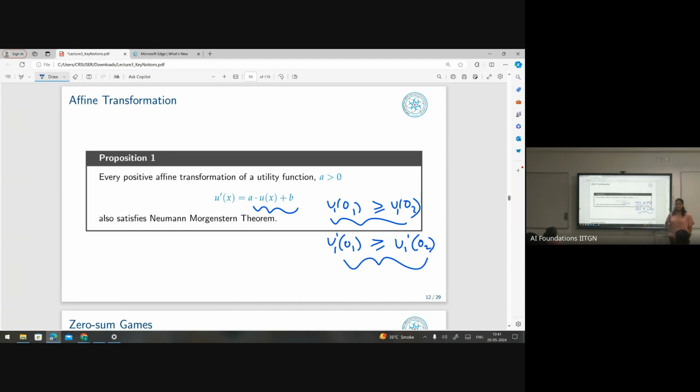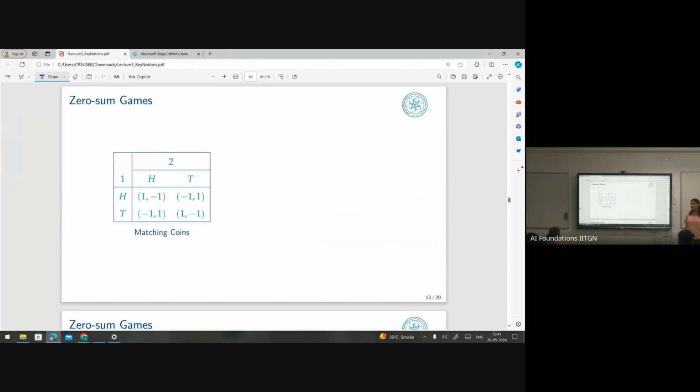Now, this means there are multiple games which can be transformed like this, and they are all equivalent. That's the idea. So we have these games called zero-sum games, an example of which we saw in the last class, the matching coins or matching pennies game. This is how the game is represented. Each of these agents, agent 1 and 2, is flipping a coin, and agent 1 likes it if both the coins have the same outcome. Whenever both have heads, agent 1 has a utility of 1, and whenever both have tails, agent 1 has a utility of 1.